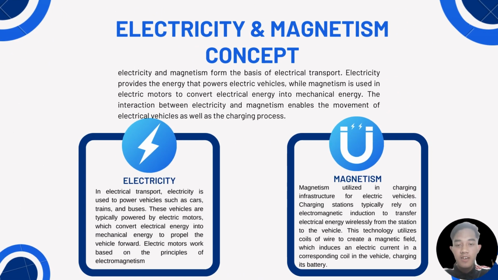Hi, my name is Haiddin and I'm going to talk about the electricity and magnetism concepts. Electricity and magnetism form the basics of electrical transports. Electricity provides the energy that powers electric vehicles, while magnetism is used in electric motors to convert electrical energy into mechanical energy. The interaction between electricity and magnetism enables the movement of electric vehicles as well as the charging process.